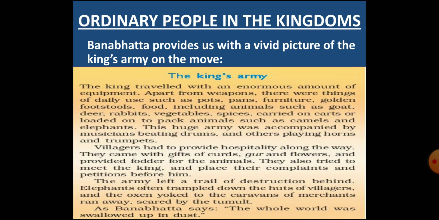Through this description, it is clear that when the king and his army moved, they received various gifts from the people in the villages along the way, such as curd, fruit, flowers, etc. Villagers also provided fodder for the animals of the army. And when the army left the place, it left a trail of destruction behind. So, children, these were some important points about the kingdoms and empires that emerged about 1700 to 1400 years ago.